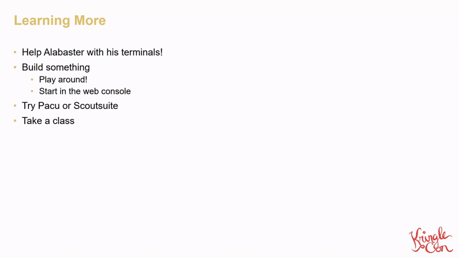Next, I would recommend just building something. Play around. Open the web console, create some instances, create some policies, some users, and just see what you can make. Once you've made something, try Pacu or Scout Suite. Run those tools against your infrastructure, your IaaS candy up there, and see what comes out of it. See what mistakes maybe you made or things you could do differently.